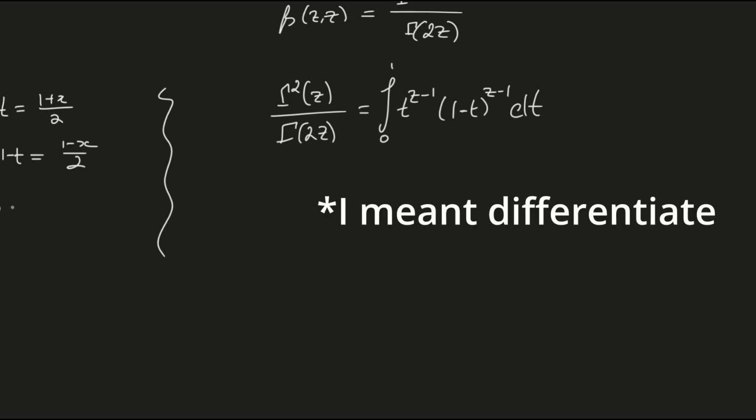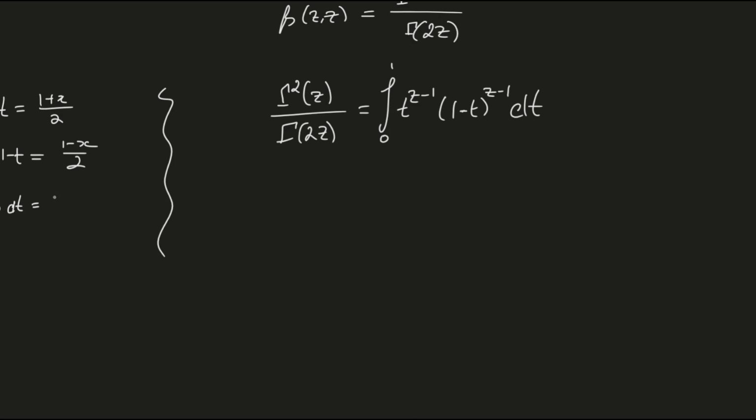Now if we differentiate the first equation, we get that dt is dx over 2. And therefore we have an integral from, if you plug 0 for t, we get that x should be negative 1, and if we plug 1 for t, we get that x should be 1. So we have the integral from negative 1 to 1 of t becomes 1 plus x by 2 raised to the z minus 1 times 1 minus x by 2 again to the z minus 1, and dt becomes 1/2 of dx.